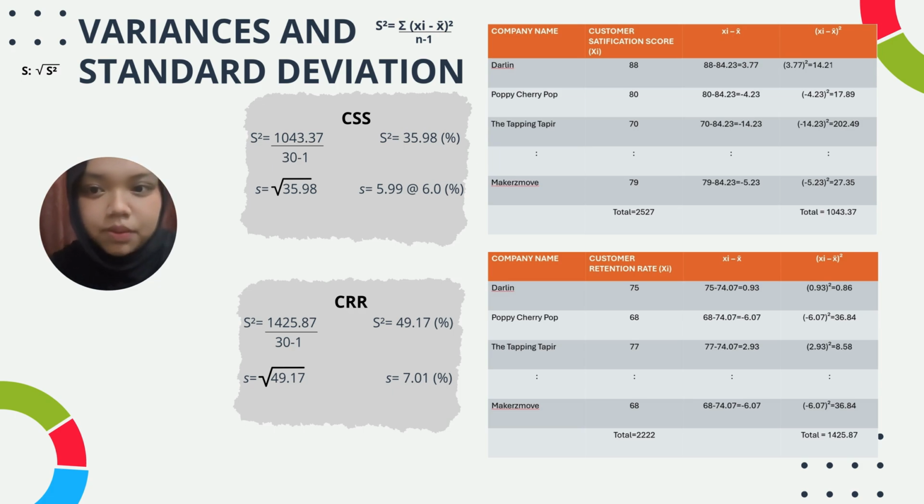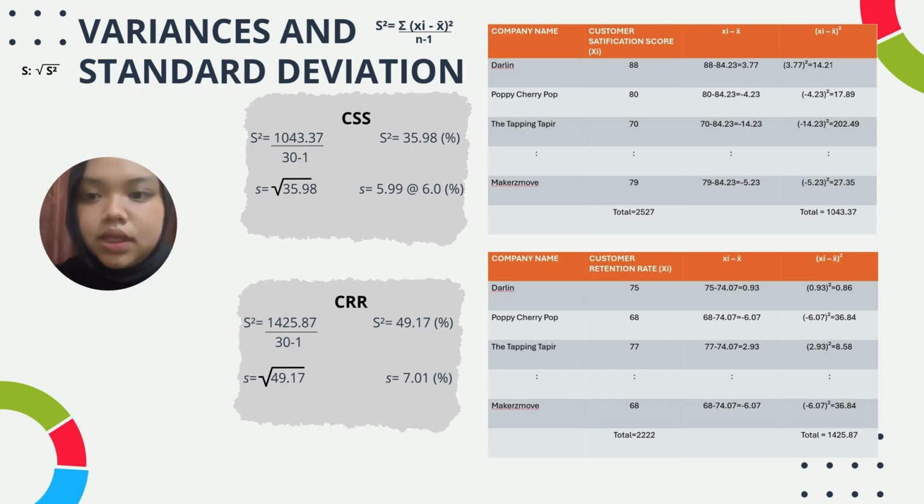Next, I will explain about variance and standard deviation. I will use the formula given above. The variance for the customer satisfaction score, CSS, is 35.98, while the standard deviation is 5.99, or 6.